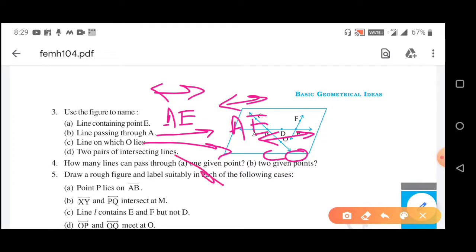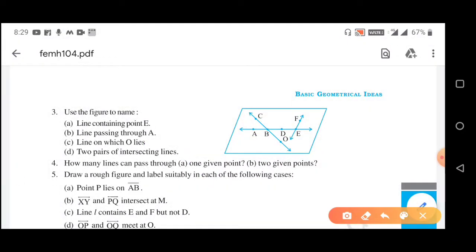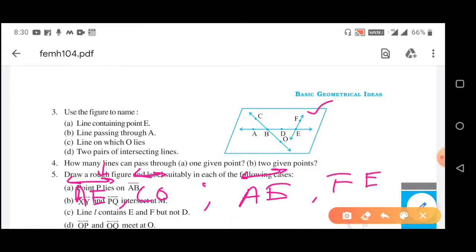Question number D, two pairs of intersecting lines. So we can write two pairs of intersecting lines. The first pair we can write AE and CO. This is one pair, and another pair we can write AE and FE. These are two pairs of intersecting lines.